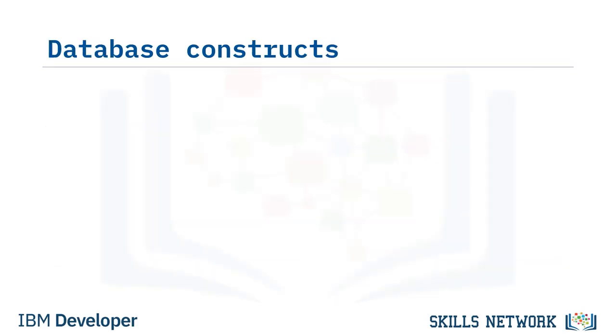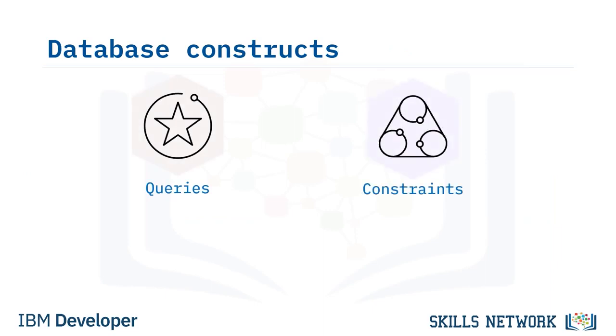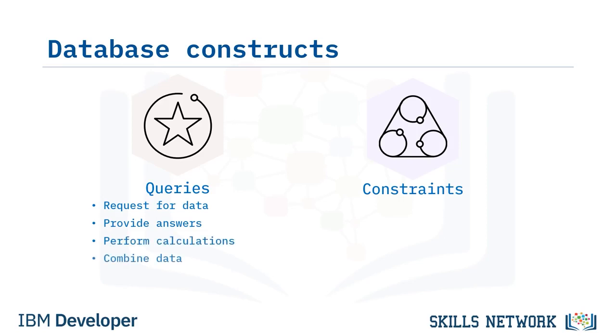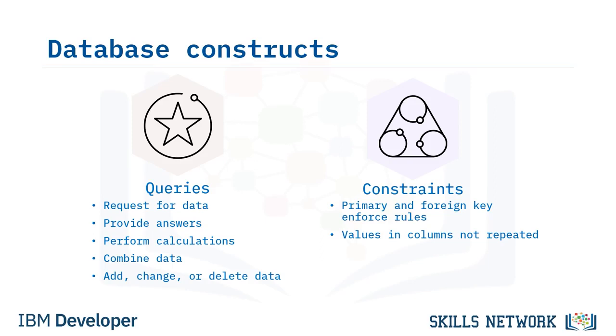Additional terms associated with a database are queries and constraints. A query can either be a request for data results from a database, action on the data, or both. A query can also provide an answer to a simple question, perform calculations, combine data from different tables, and add, change, or delete data from a database. Constraints are made up of primary keys, which are the rules enforced on the data columns, certifying that the values in any column row do not repeat. Constraints limit the type of data that can go into a table and ensure the data's accuracy and reliability in the database.